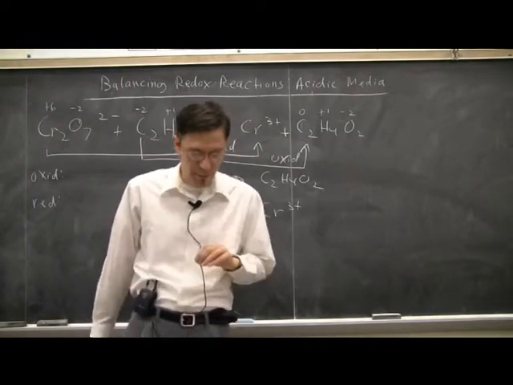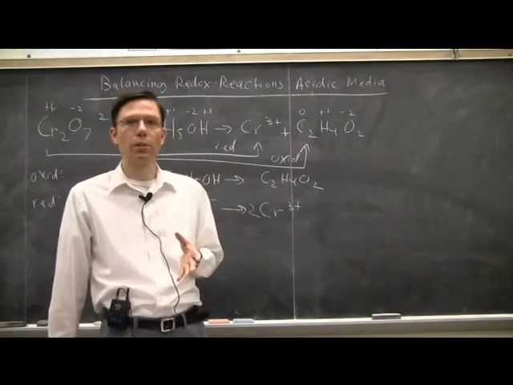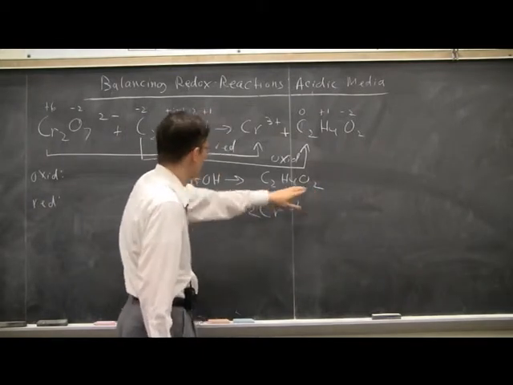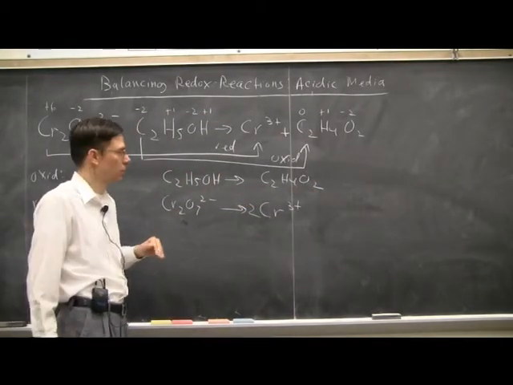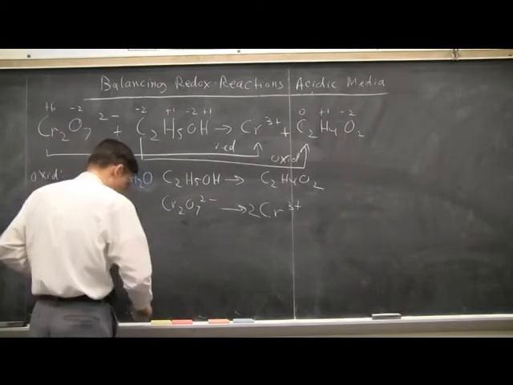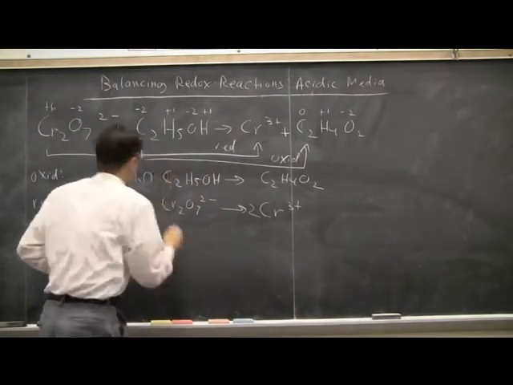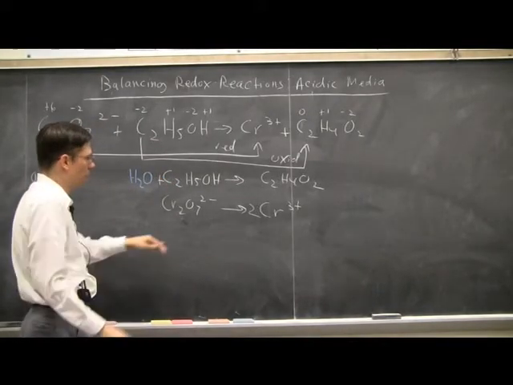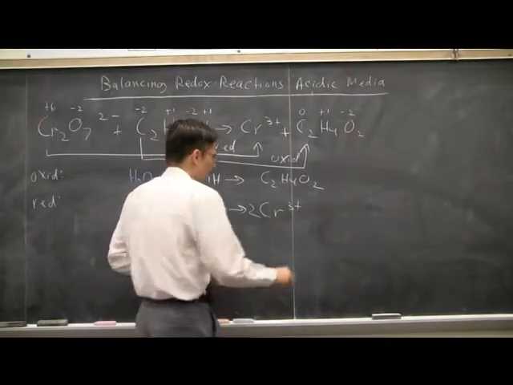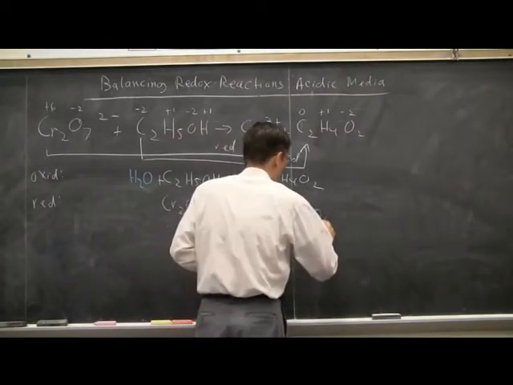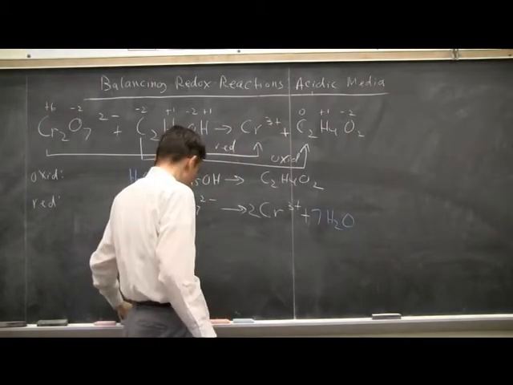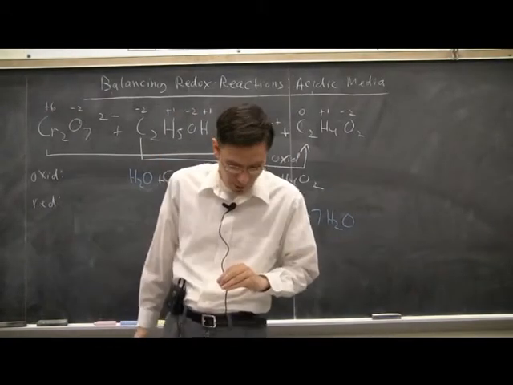Step 4, part B, balance oxygen by adding the appropriate number of water molecules. Well, we count up the number of oxygens. We see we have 2 over here, and there's only 1 here. So we add 1 water molecule on this side, we'll use blue here. Well, we have 7 oxygens here, nothing over here, so we add 7 waters on that side. So that takes care of the oxygens.